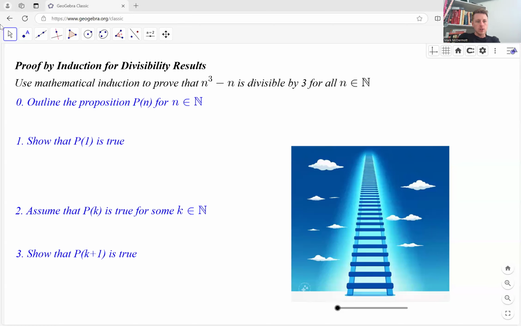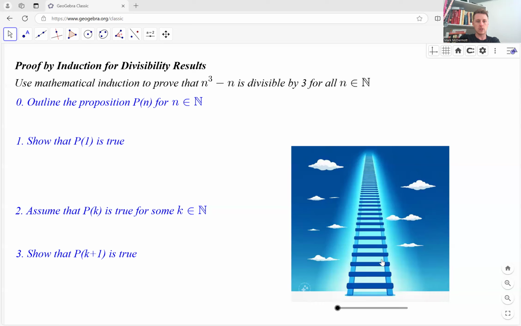All right, so we're going to look at proof by induction for divisibility results. If you recall from previous videos what proof by induction is, I think a good analogy to remind us is the idea of an infinite ladder. If you can place your foot on the first rung and then show that you can get to every other rung on the ladder from there, then you're able to prove that some rule is true generally. So let's look at this example.